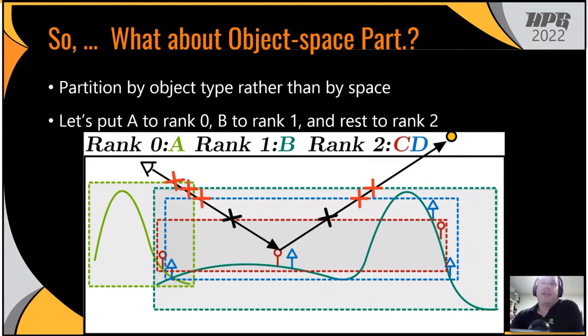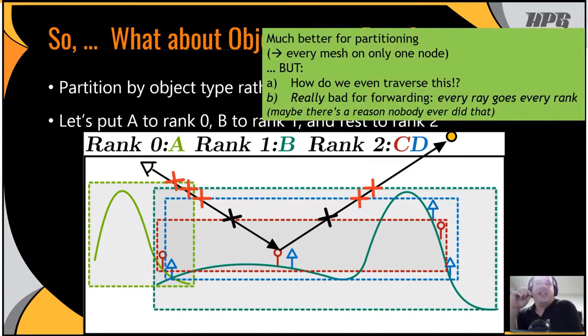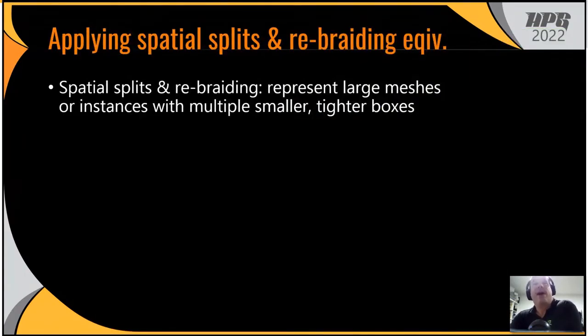The first thing you realize is that it's actually pretty good in terms of partitioning, because now every rank only has a very little amount of memory. So that is really good. But you have to somehow be able to traverse that, and that's not so easy. In particular, if you just use these boxes for traversal, that would be horrible, because every ray would have to go to every rank.